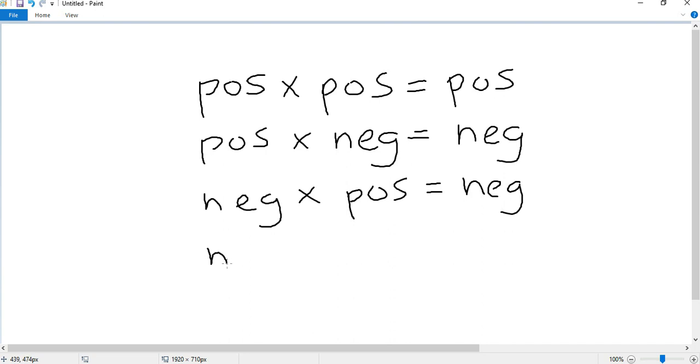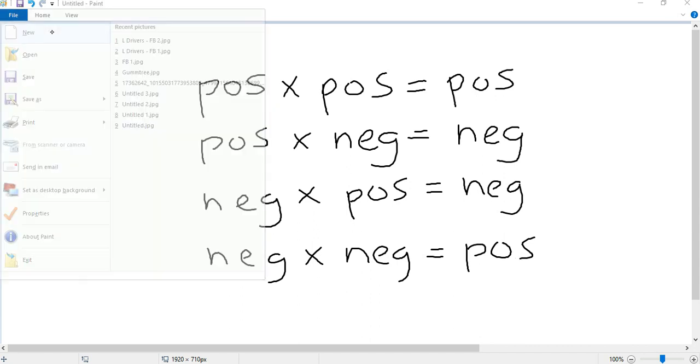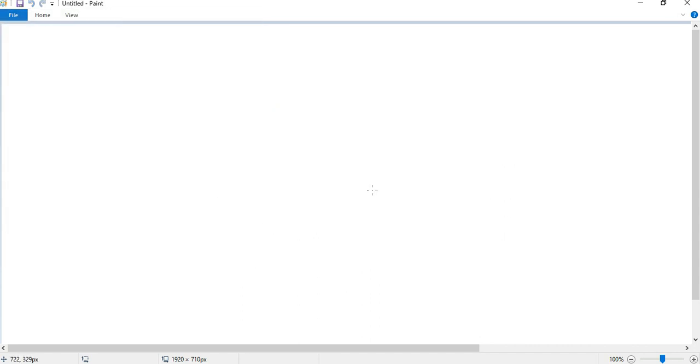And when multiplying two negative numbers, the answer you get will be a positive number. Okay, now I'll write this out again using the plus and minus signs, right? So when you have a positive, that's plus, multiplied by a positive number, that will give you a positive answer.